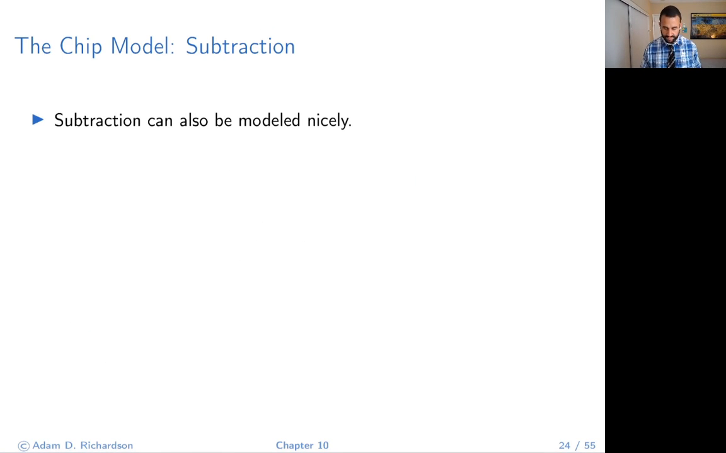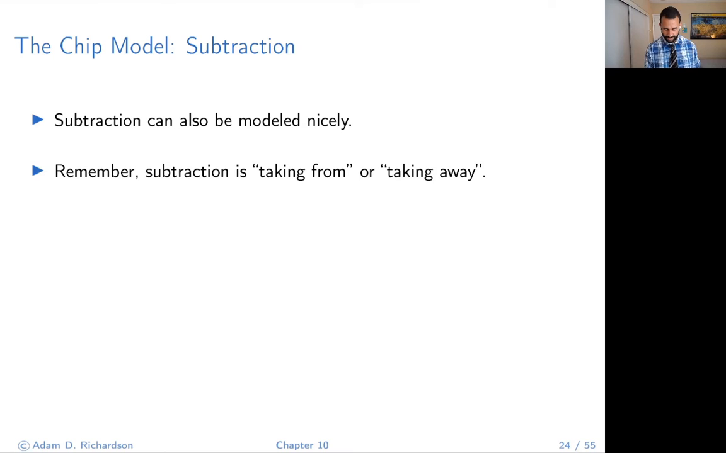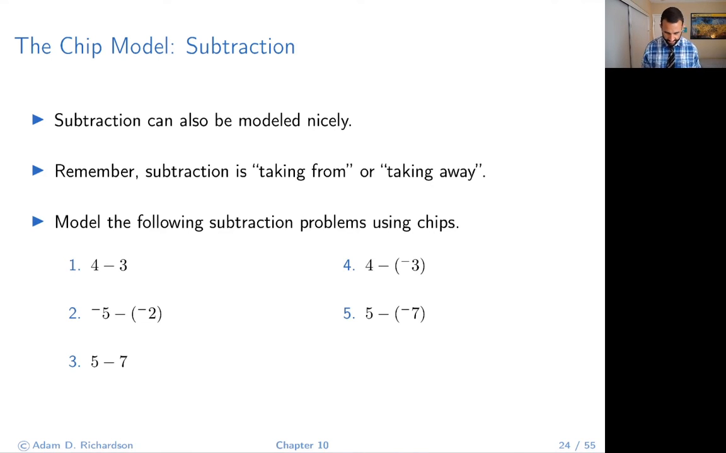Subtraction can be modeled nicely, but it's a little bit trickier. First, we have to remember this: subtraction is always taking away. It's always taking from or taking away. So you have to actually show that action, and if you can't show that action with your model, then you're not modeling subtraction. You do need to be able to actually take something away. Okay, so let's try this.